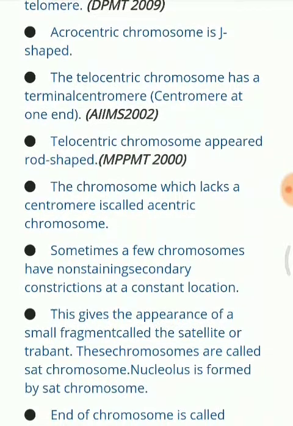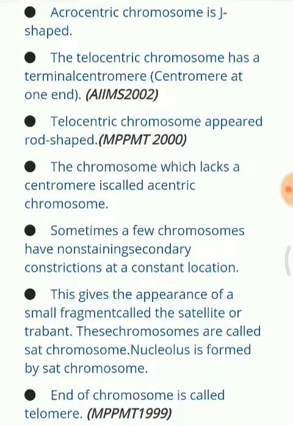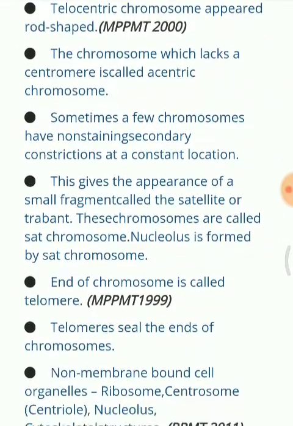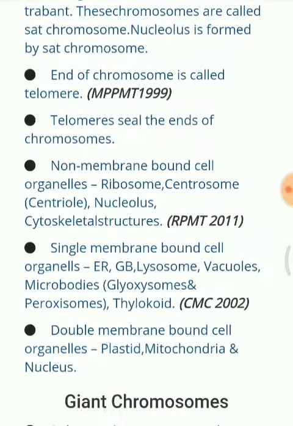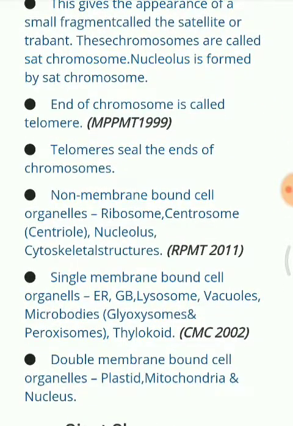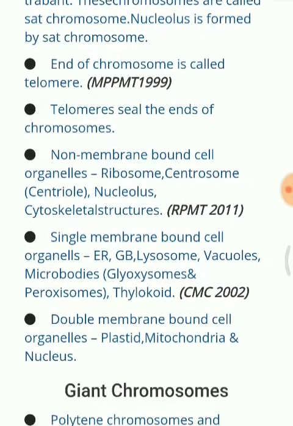Sometimes a few chromosomes have non-staining secondary constrictions at a constant location. This gives the appearance of a small fragment called the satellite or trabant. These chromosomes are called satellite chromosomes. Nucleolus is formed by satellite chromosomes. The end of the chromosome is called the telomere. Telomeres seal the end of the chromosome.